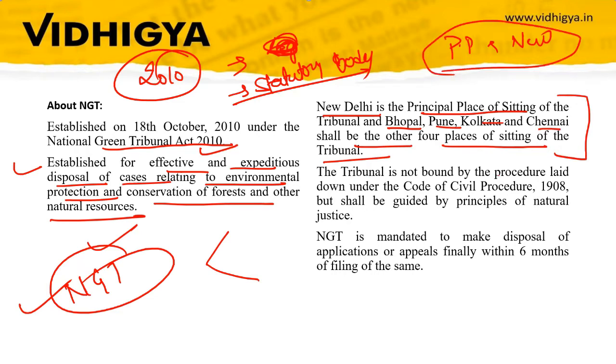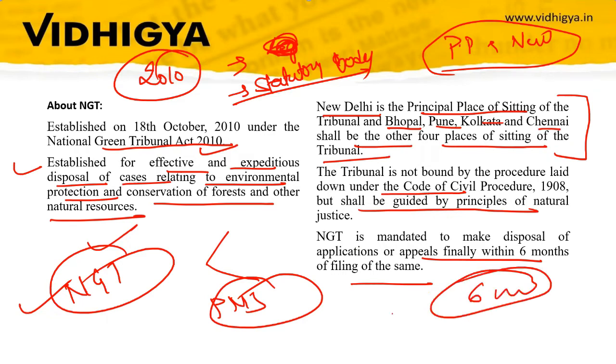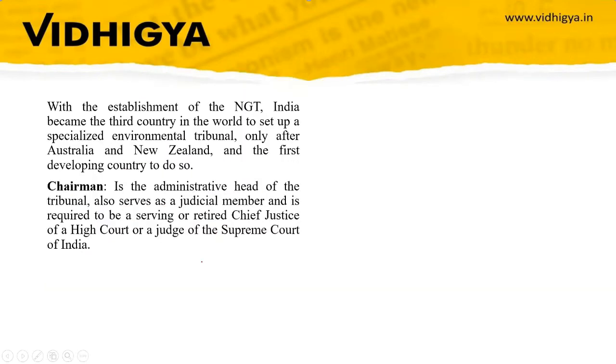The tribunal is not bound by the procedure laid down under the Code of Civil Procedure, but shall be guided by principles of natural justice, known as PNJ. NGT is mandated to make disposal of an application or appeal finally within 6 months. So when an application is filed in the NGT, the disposal should be made within a period of 6 months. You have to remember this time period.